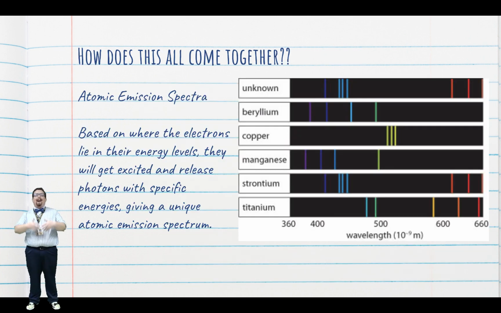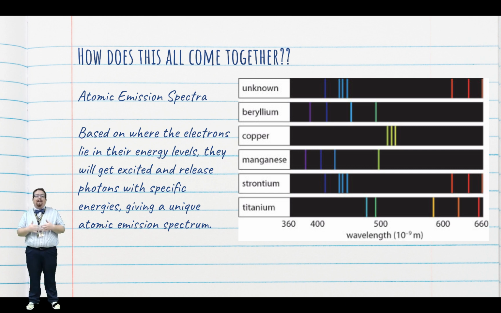You might ask, well, how does all this come together? Well, there's something called an atomic emission spectrum. These spectra are like fingerprints for each element. Every single element on the periodic table has a unique atomic emission spectrum. Based on where the electrons exist on that energy level diagram we just saw, the electrons will have different levels of energy.